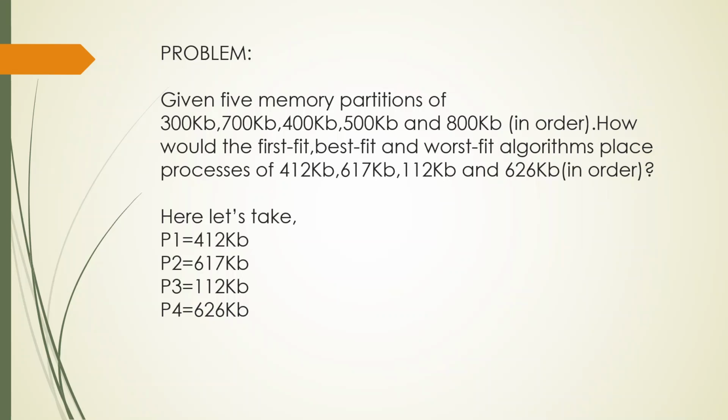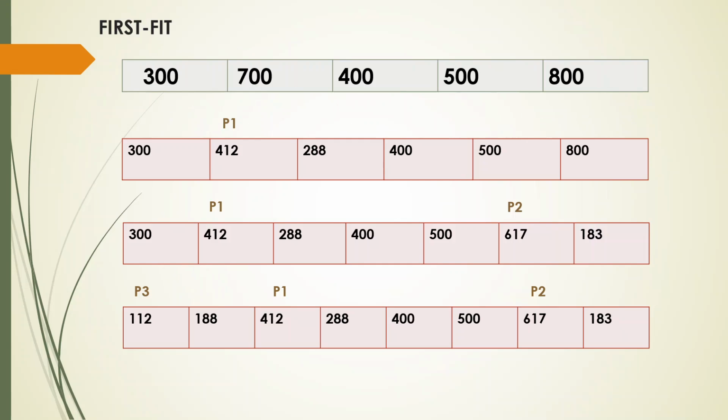Let's take the processes as P1, P2, P3 and P4. Let's give 412 KB as P1, 617 as P2, 112 as P3 and 626 as P4. So let's discuss first fit. In first fit, what we do is we'll find the partition whose size is equal to or greater than the particular process. So first we'll check for the process 412, that is P1.